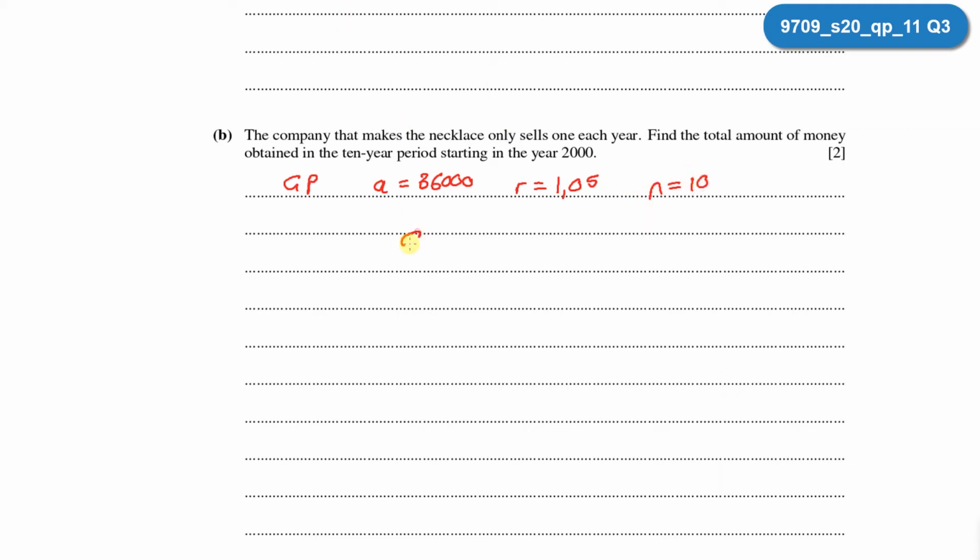So if we use the formula for sum of the first n terms of a GP, which is A of R to the n minus 1 over R minus 1, then we'll be able to find the sum for the 10-year period. So we do sum to 10 is equal to A, which is 36,000, open bracket, that's 1.05, to the power of n, which is 10, minus 1, and we divide all this by R minus 1, which is 1.05 minus 1. So let's just use our calculator for the calculation.